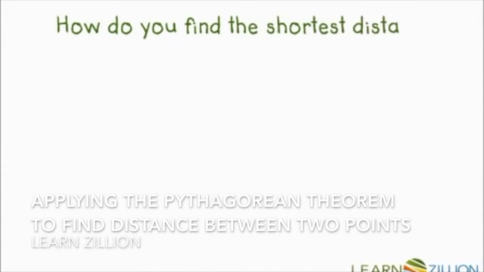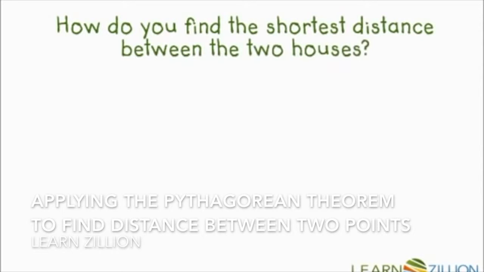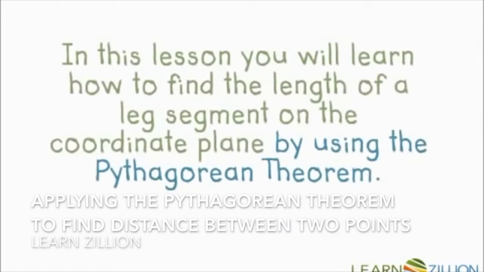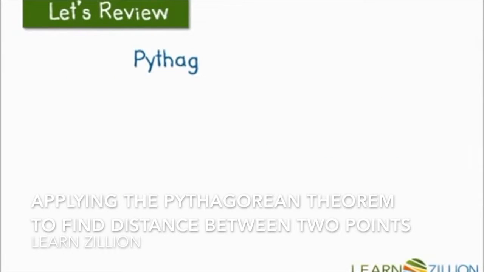How do you find the shortest distance between the two houses? In this lesson, you will learn how to find the length of a line segment on the coordinate plane by using the Pythagorean theorem. Let's review.